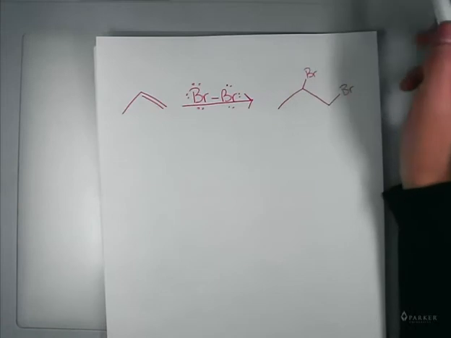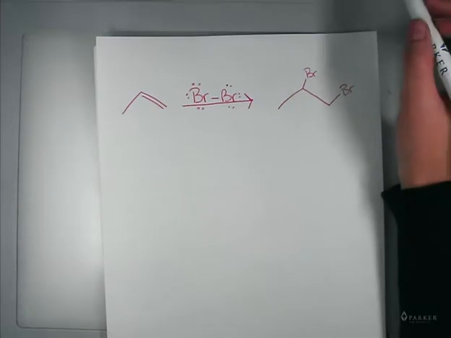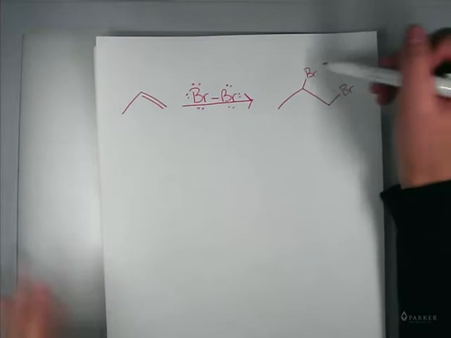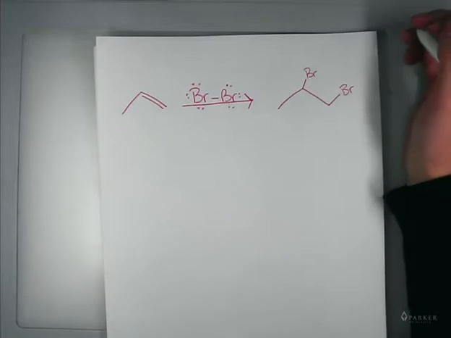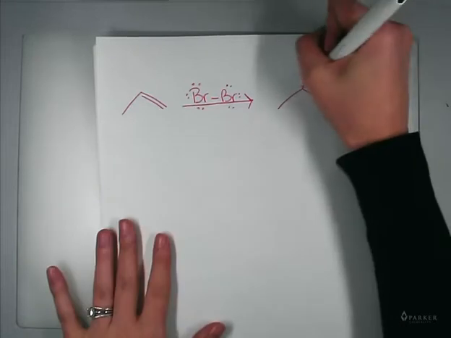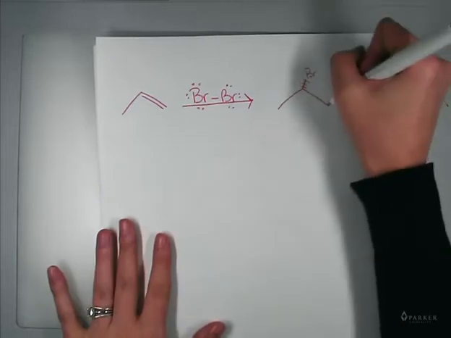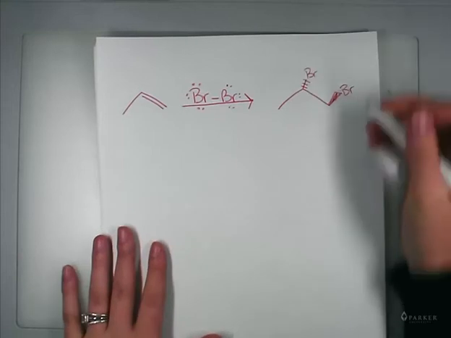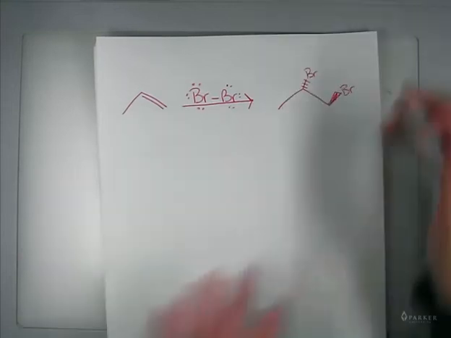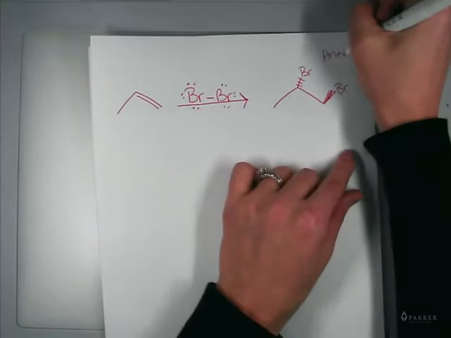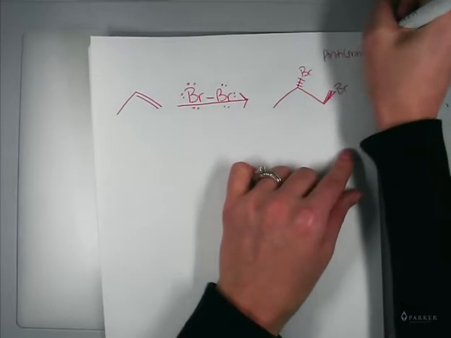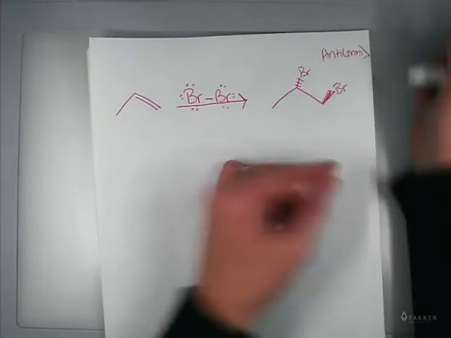Now these are larger groups, so do things like to be crowded? No, so how do you think these would add, meaning like looking at wedges and dashes? Yeah, they're opposite. So if one's dash, the other would be wedge. Or you could put wedge dash, but they're going to be opposite. So this is the anti or trans.